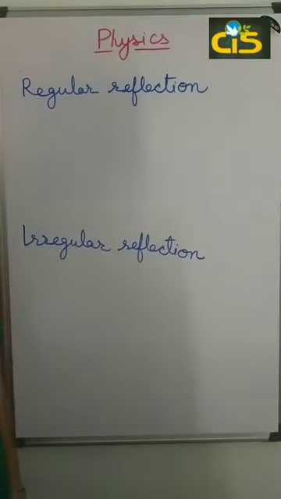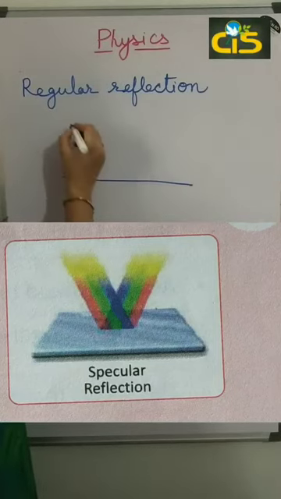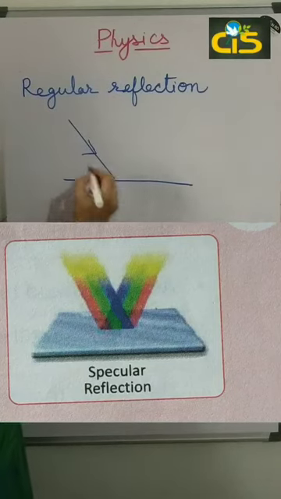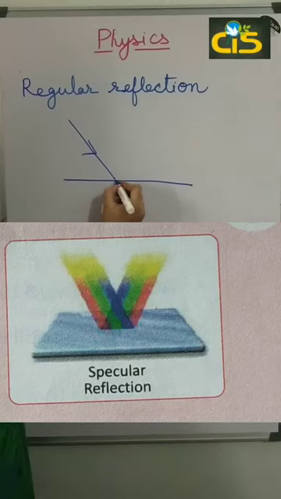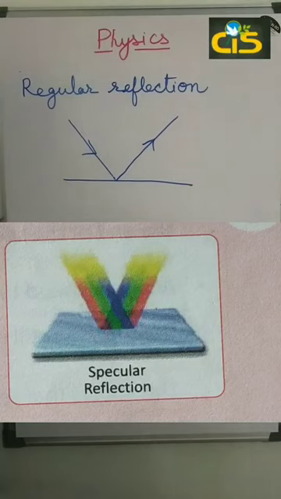Now what is regular reflection? Just see, if I have one smooth surface and light falls on it, it reflects all of the light in the same medium. That is called regular reflection. For example, we can take smooth and polished surfaces like a mirror.